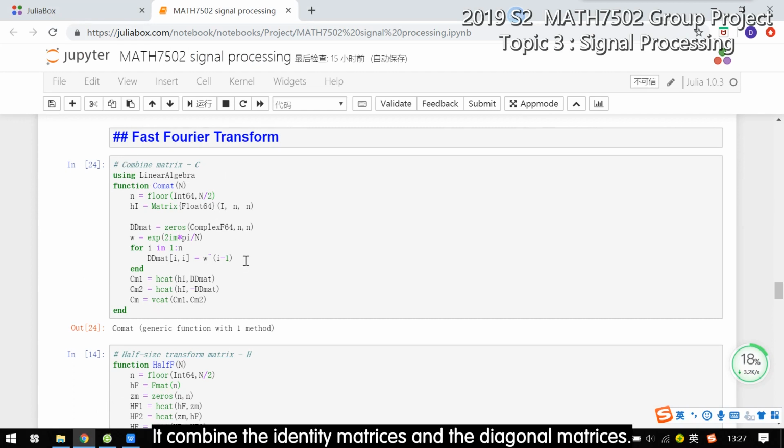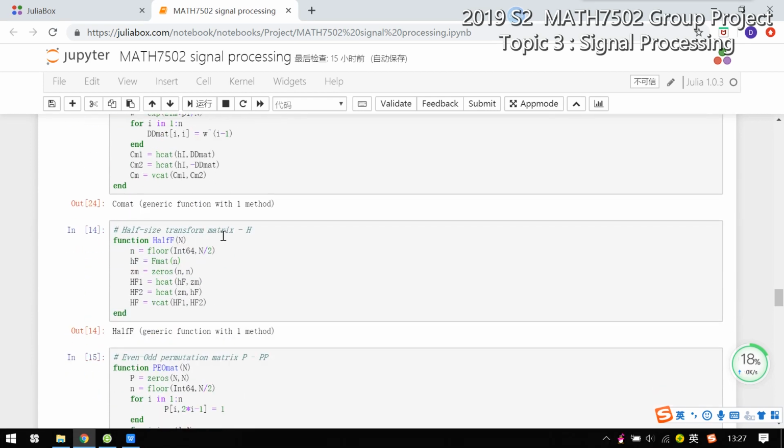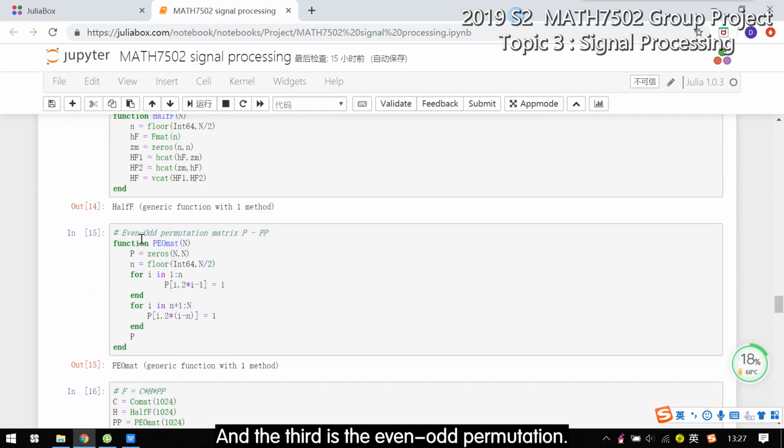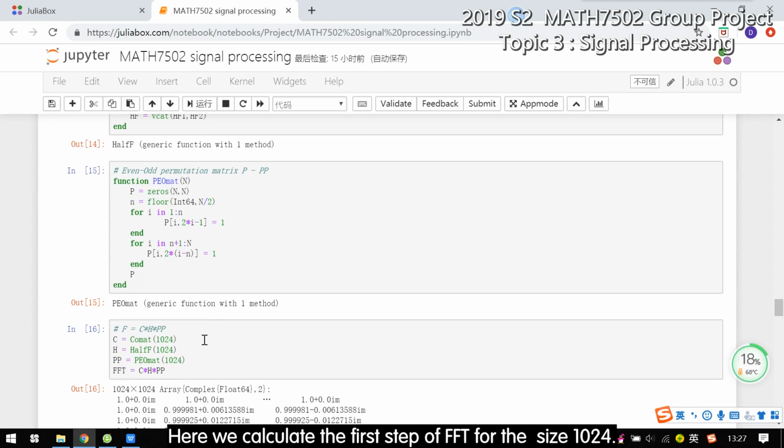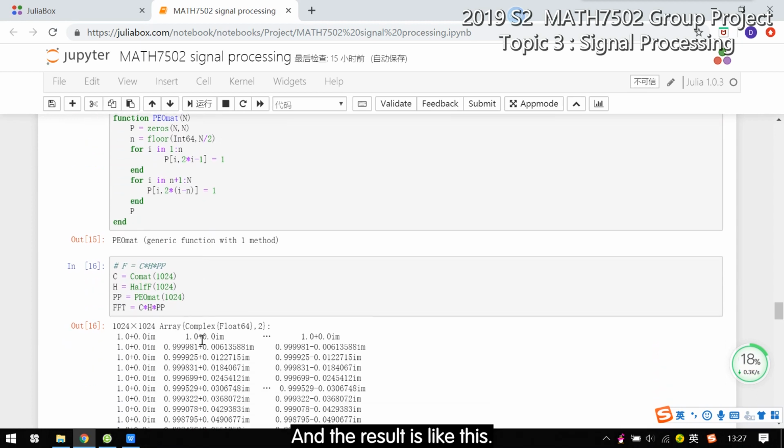It combines the identity matrix with the diagonal matrix. And the second is a half-size transform. And the third is an even-odd permutation. And let's see an example. Here we calculate the first step of FFT for the size 1024. And the result is like this.